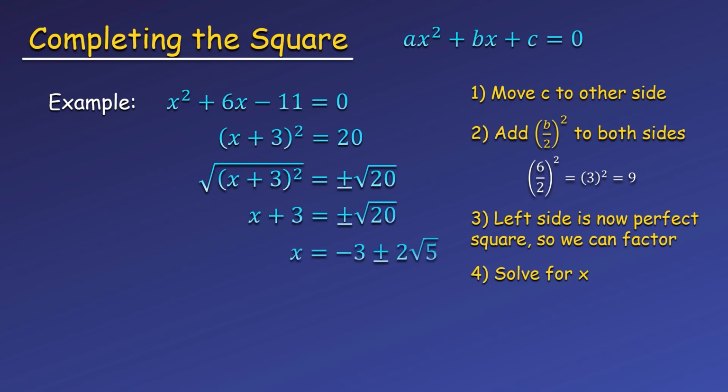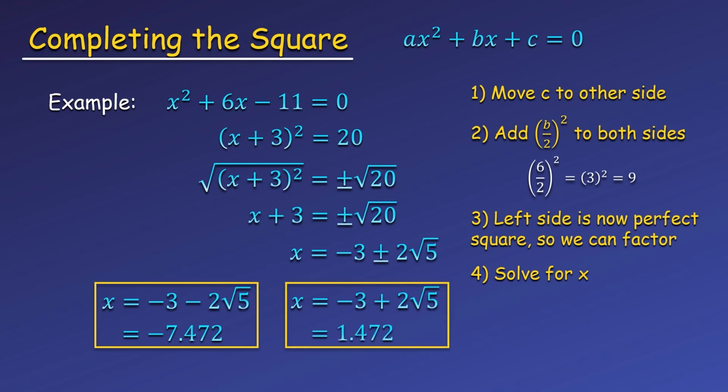Now we'll move over our 3 by subtracting, and we can simplify our radical if we want, since the square root of 20 is equal to the square root of 4 times the square root of 5. And the square root of 4 is just 2. As a decimal, these two solutions come out to minus 7.472 and a positive 1.472.